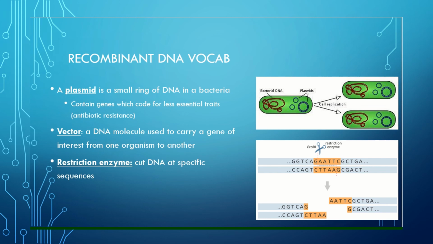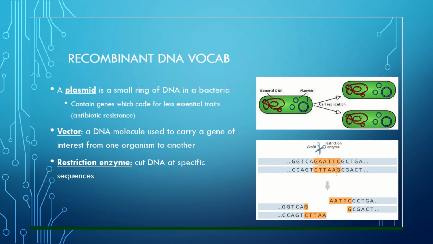Some recombinant DNA vocab for you. A plasmid, which we've talked about, is a small ring of DNA in bacteria. It contains genes which code for less essential traits like antibiotic resistance. A vector is a DNA molecule used to carry a gene of interest from one organism to the other. And restriction enzymes will cut DNA at a specific sequence.